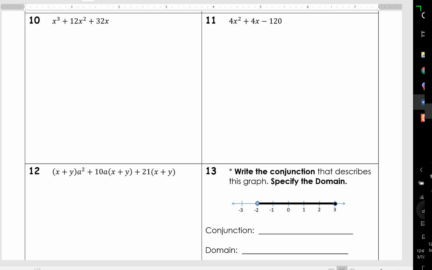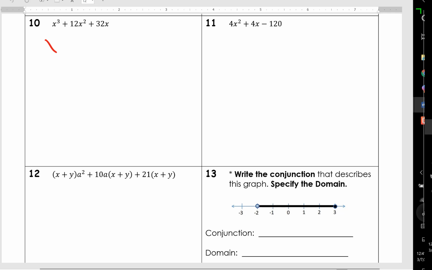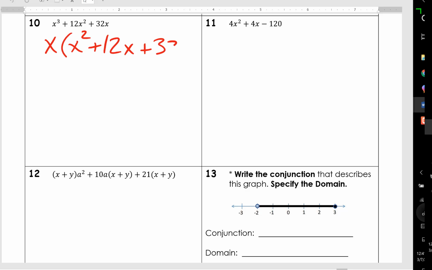Okay, make sure that when you are factoring, the first thing you do is to factor out the greatest common factor. So on number 10, you can see that each term has a factor of x. So you can start by factoring that out. And you're left with x squared plus 12x plus 32. All right, now you can factor this quadratic. But don't lose the x. It doesn't disappear. It's still there. So don't just not write it.